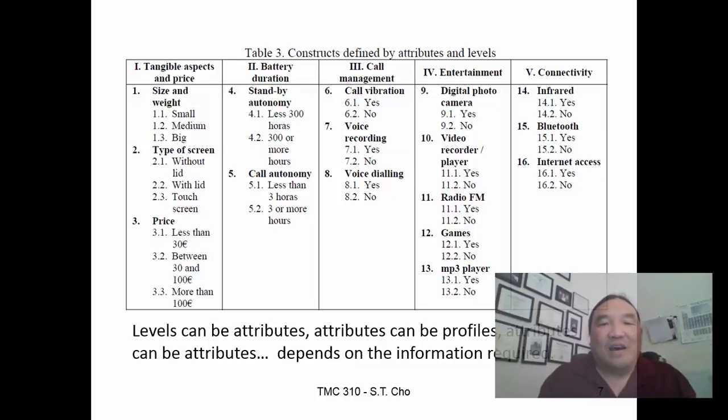Here's how they constructed it by attributes and levels. As you can see, here are the different attributes, and here are the different levels the way they set up their survey. The thing is, levels can be attributes, and attributes can actually be profiles, or maybe attributes are just attributes. It depends a lot on the information required.